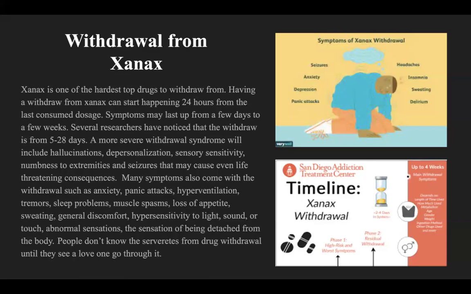Many symptoms also come with the withdrawal, such as anxiety, panic attacks, hyperventilation, tremors, sleep problems, muscle spasms, loss of appetite, sweating, general discomfort, hypersensitivity to light, sounds, or touch, abnormal sensations, and also the sensation of being detached from the body. People don't know the severity of drug withdrawal until they see a loved one go through it.